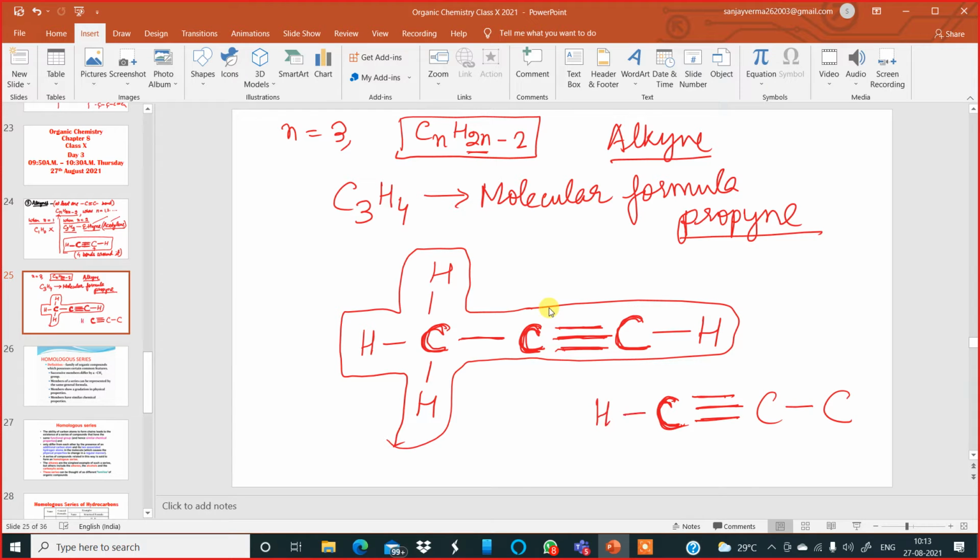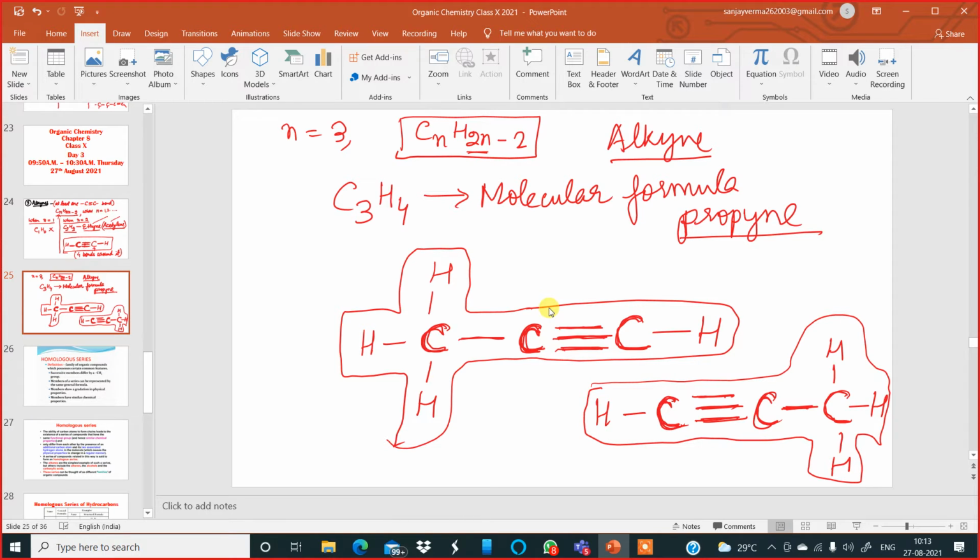So I give one hydrogen over here. The second carbon has already 1, 2, 3, 4 bonds, so no need to give any hydrogen. The third carbon has only one bond, so I need to give it three hydrogens like this. So that satisfies the valency of all the carbon atoms in this alkyne, this propyne. So this is the structural formula of the alkyne, which is called propyne.